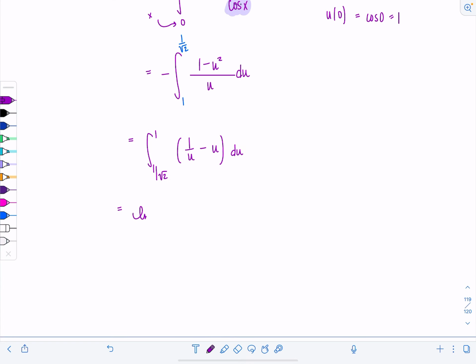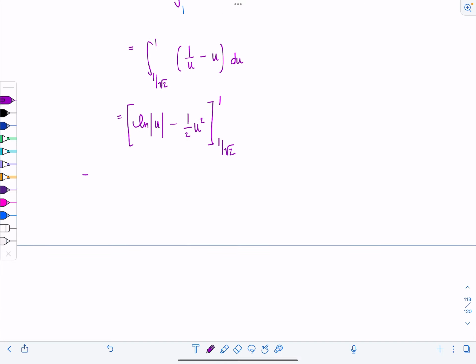Antiderivative of 1 over u, ln absolute value of u, minus 1/2 u squared, and we're going to evaluate all of this from 1 over rad 2 to 1. Okay, upper limit first, so we have ln of 1 minus 1/2 times 1 squared, minus lower limit: ln 1 over rad 2 is already positive, so I'm just going to leave it like that, minus 1/2 times 1 over rad 2 squared. Square the top, square the bottom, it's just 1/2.